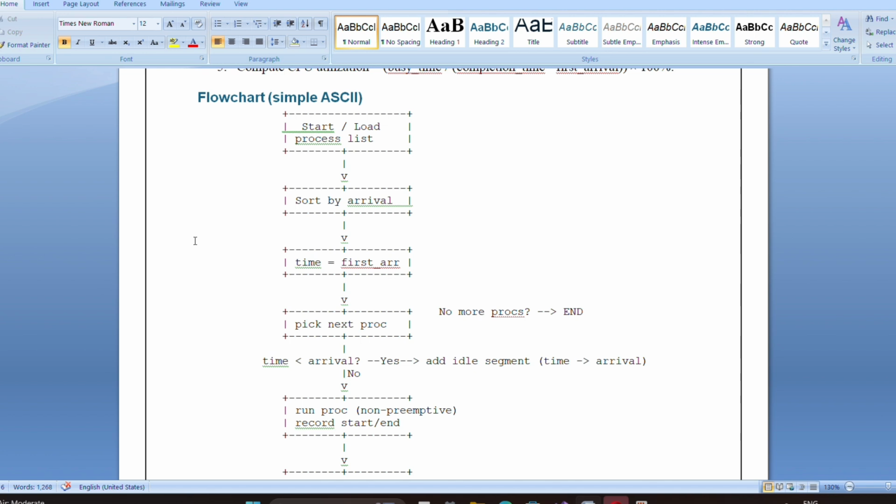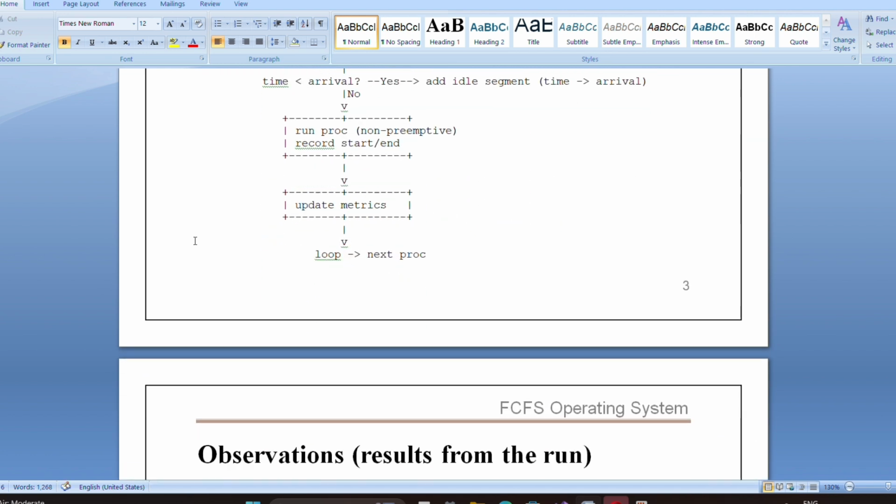If time is less than arrival, idle segment. If no, run process, non-preemptive. Start or end the record, update metrics, and next loop, next process, and then run process, record, update as it is. For the last process, until the last process, it will execute in a loop.